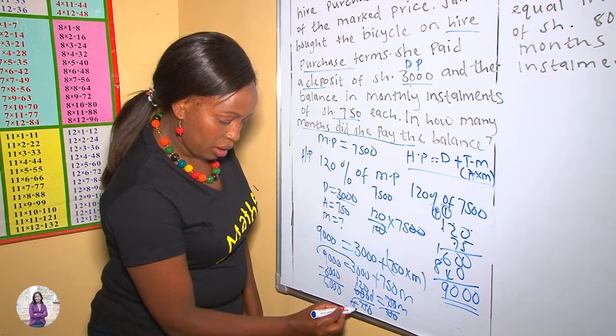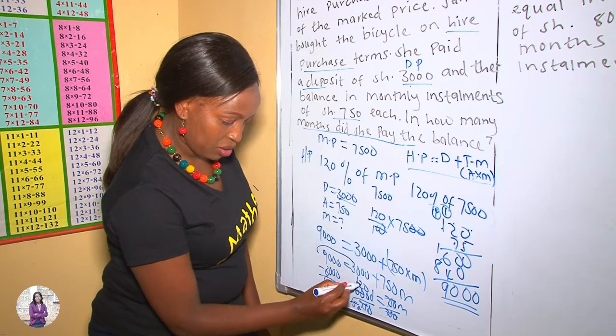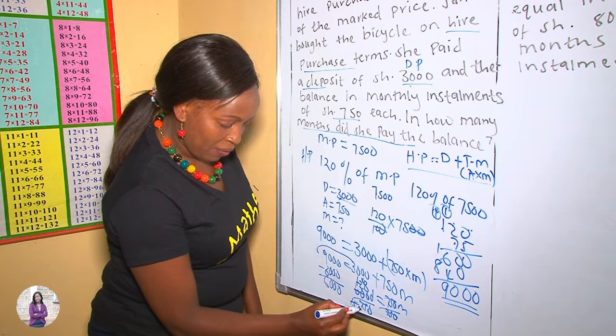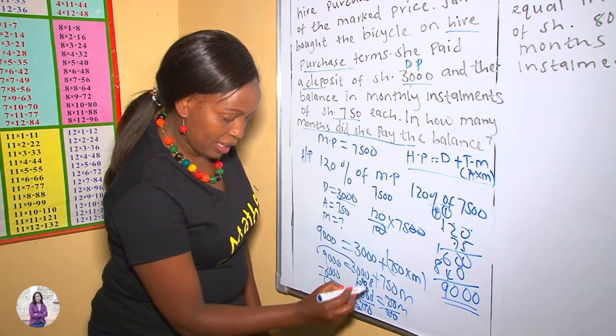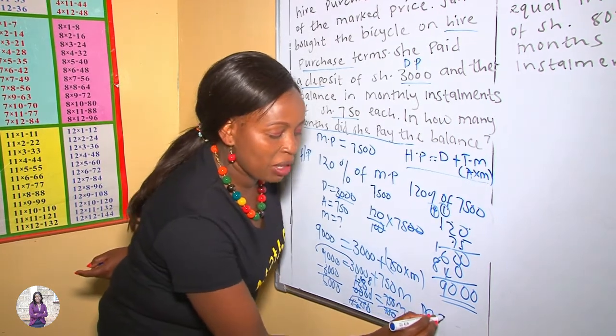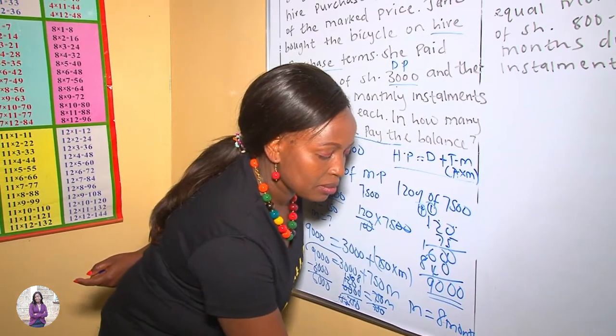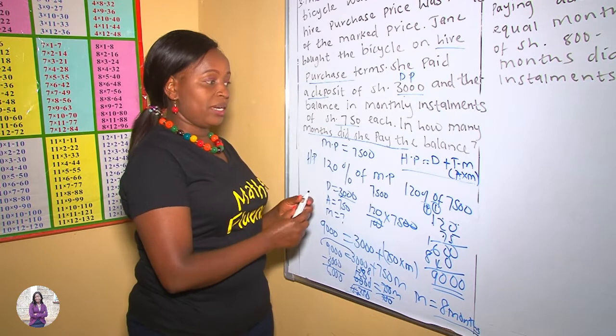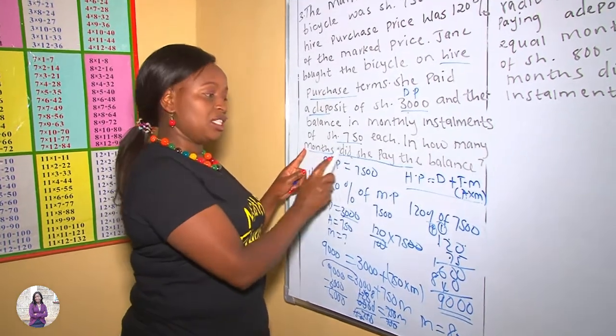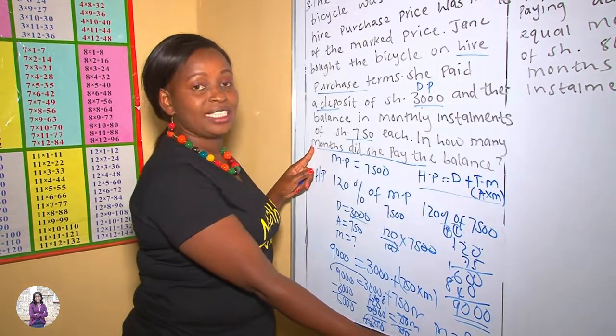By 3, it's 5, by 3 it's 40, by 5 1, by 5 8, and our M, which is number of months, is 8 months. Now we have answered our question. In how many months did she pay the balance? She paid in 8 months.